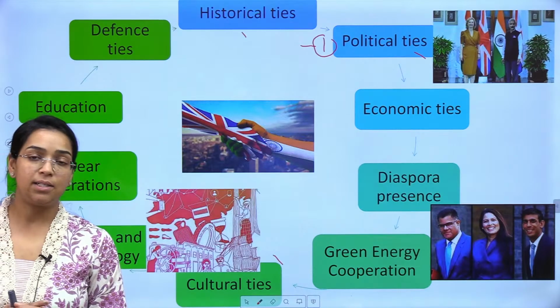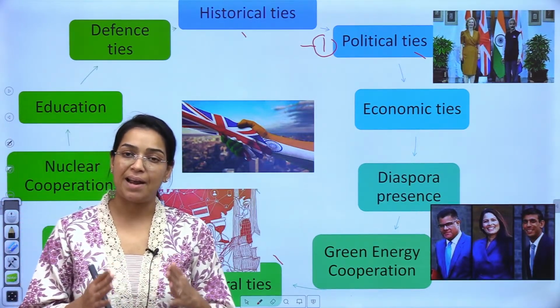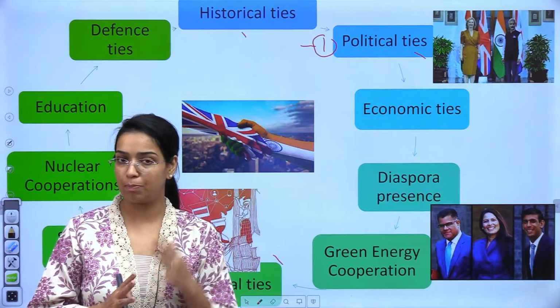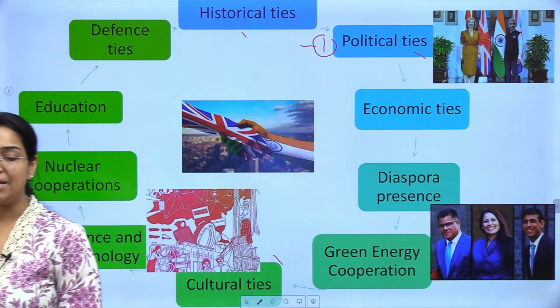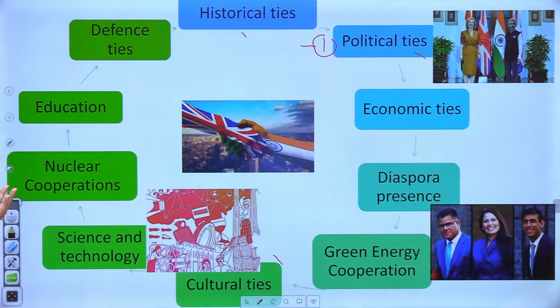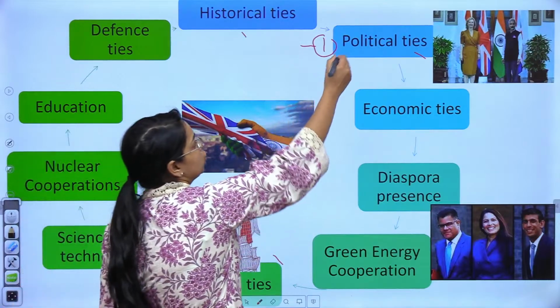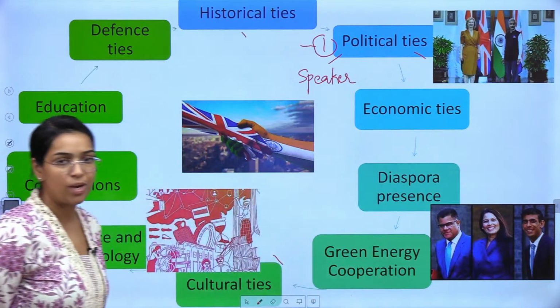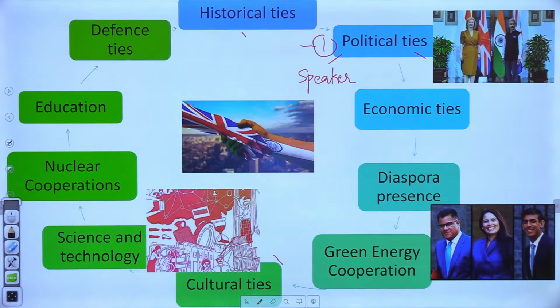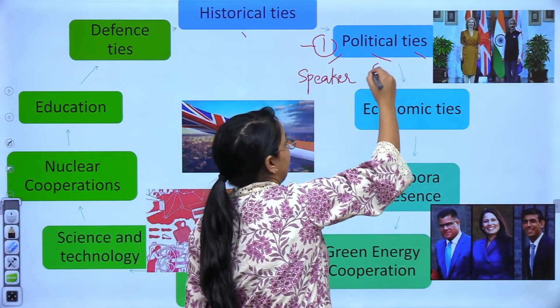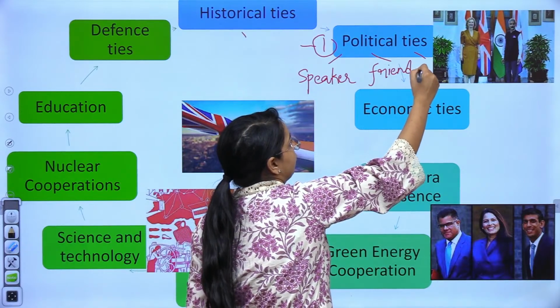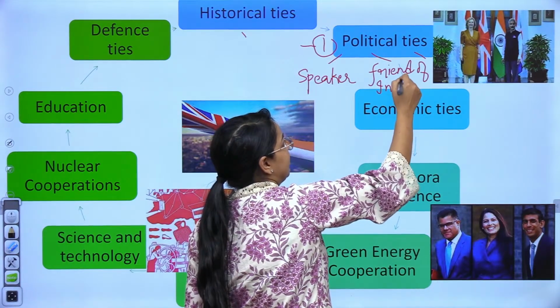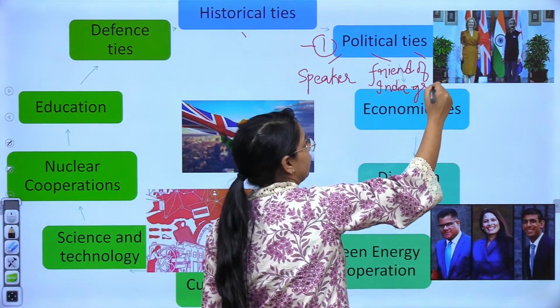There are all party parliamentary group within the British Parliament. All party parliamentary group on India is present in the British Parliament, right? So you see, the Speaker of India and UK, they met together to share and discuss the parliamentary processes, right? Friend of India groups are there in all the three major parties of Britain.